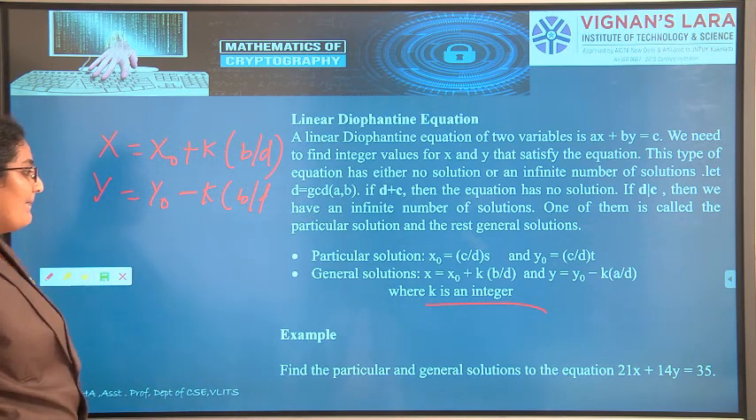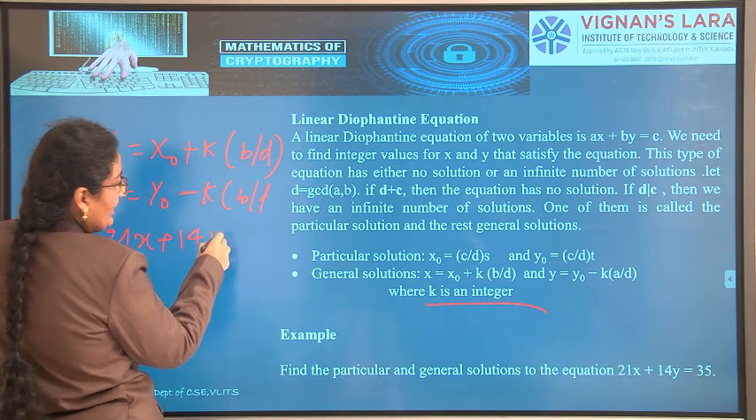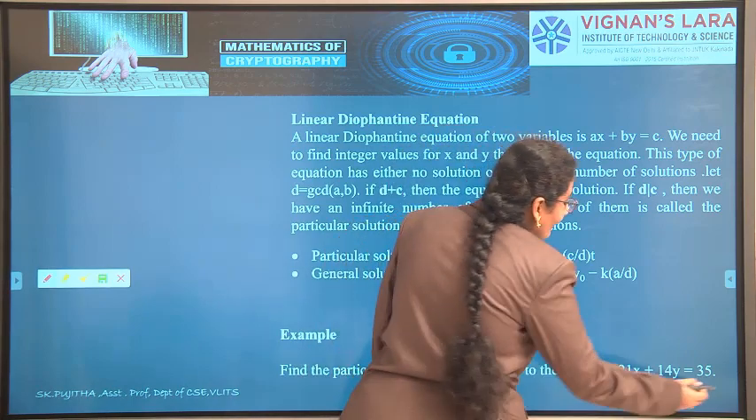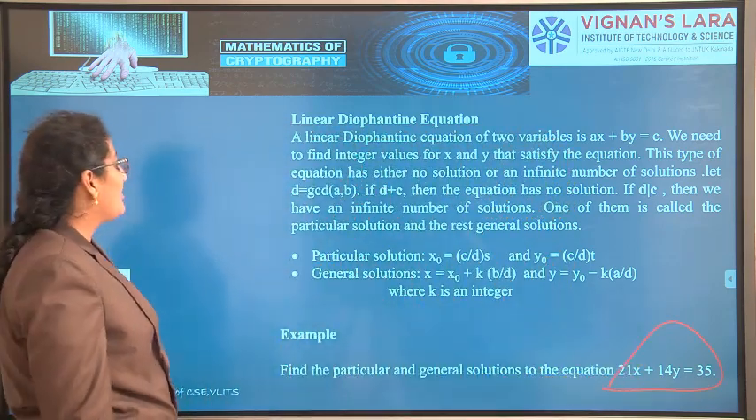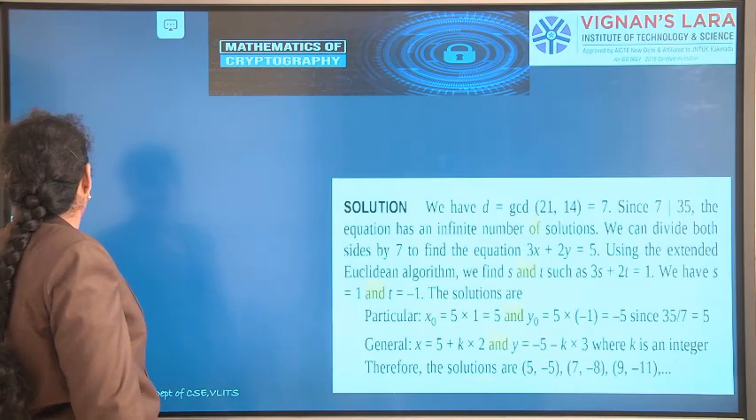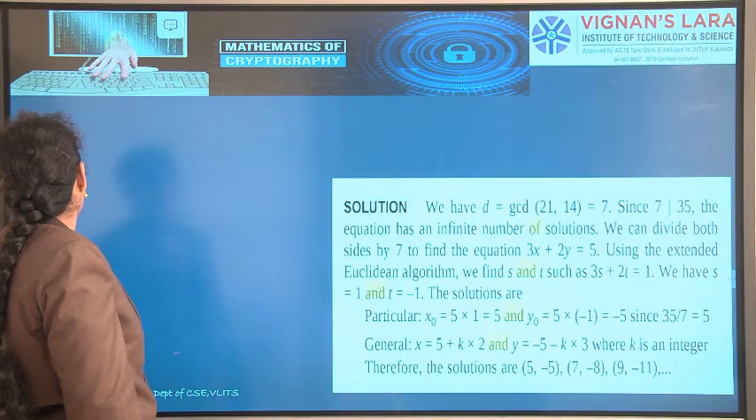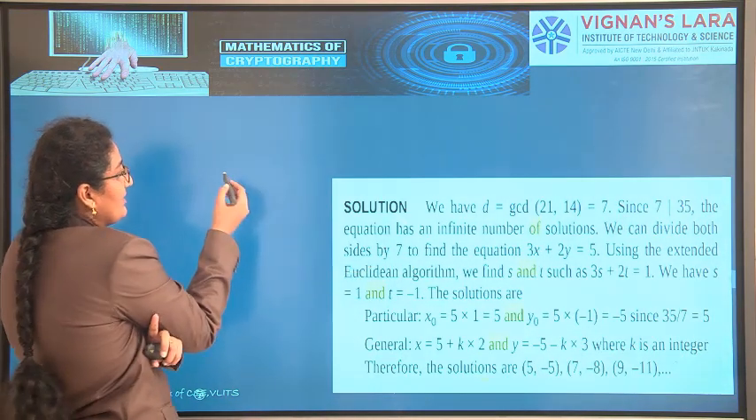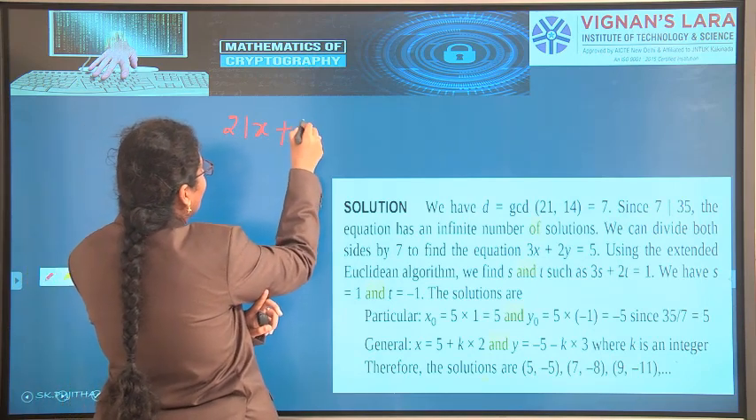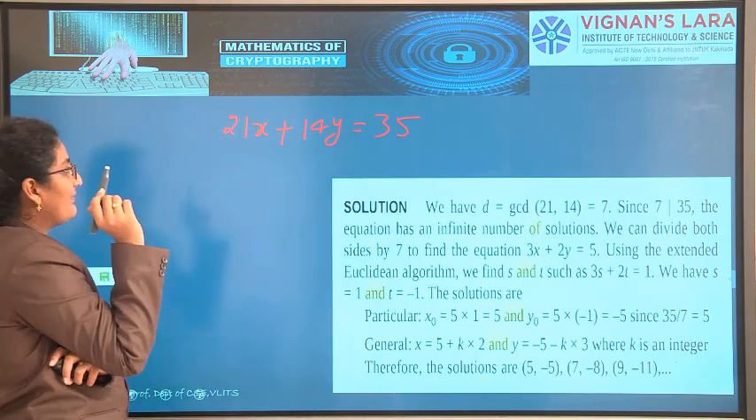So let us see an example. We are taking the equation 21x plus 14y equal to 35. By taking this equation, let us solve the linear Diophantine equation. So this is the solution. What is the equation we have taken? 21x plus 14y equal to 35.